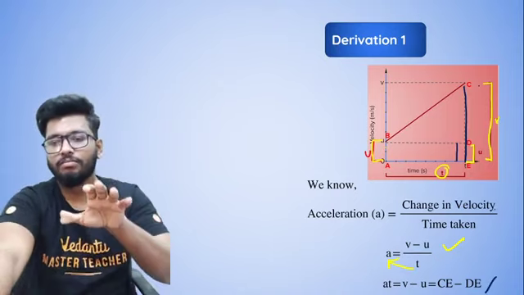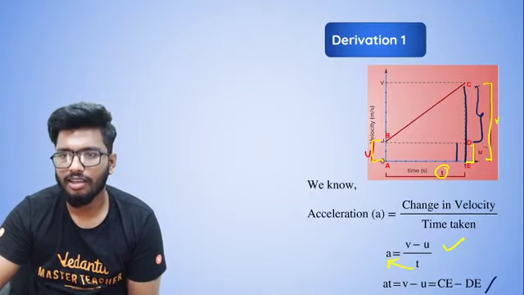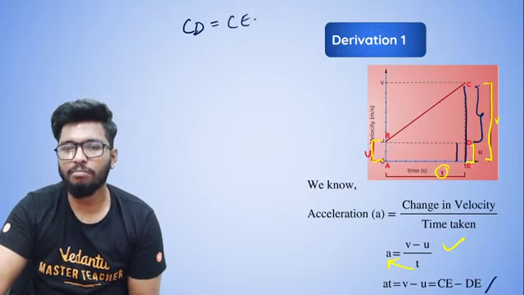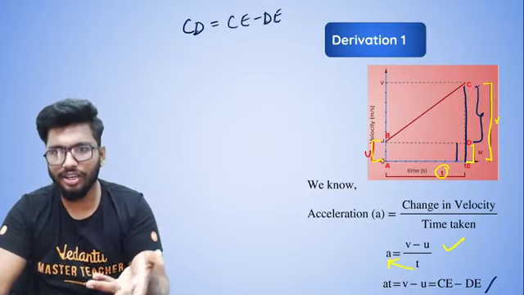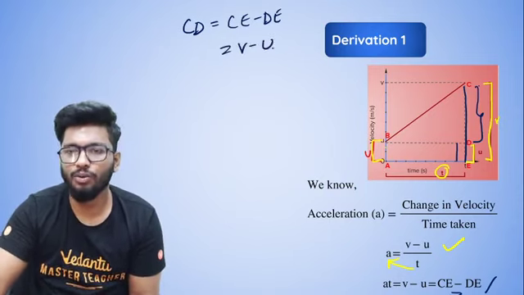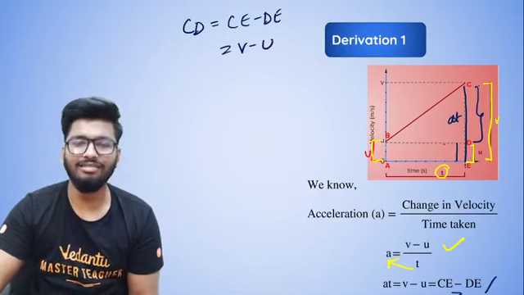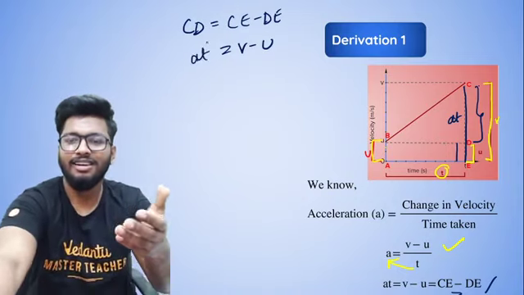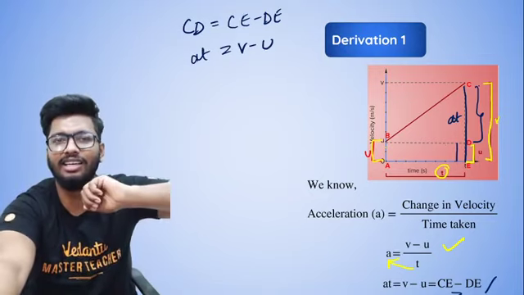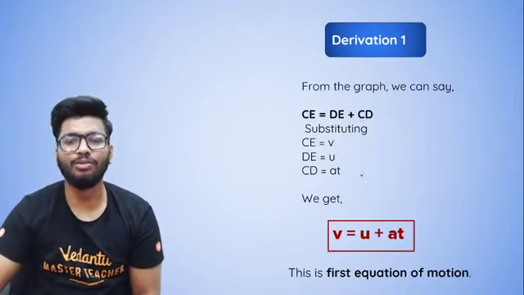Listen carefully. We know that this distance CD is equal to CE minus d. That is what it is, right? What is CE minus d? We've already seen that it is v minus u. And so if that is this, then what is CD? CD will be at, because we have just found out that at is equal to CE minus d. What is CE minus d? CE minus d is nothing but CD. So what is CD then? It's at. So in place of CD, I am going to substitute at.